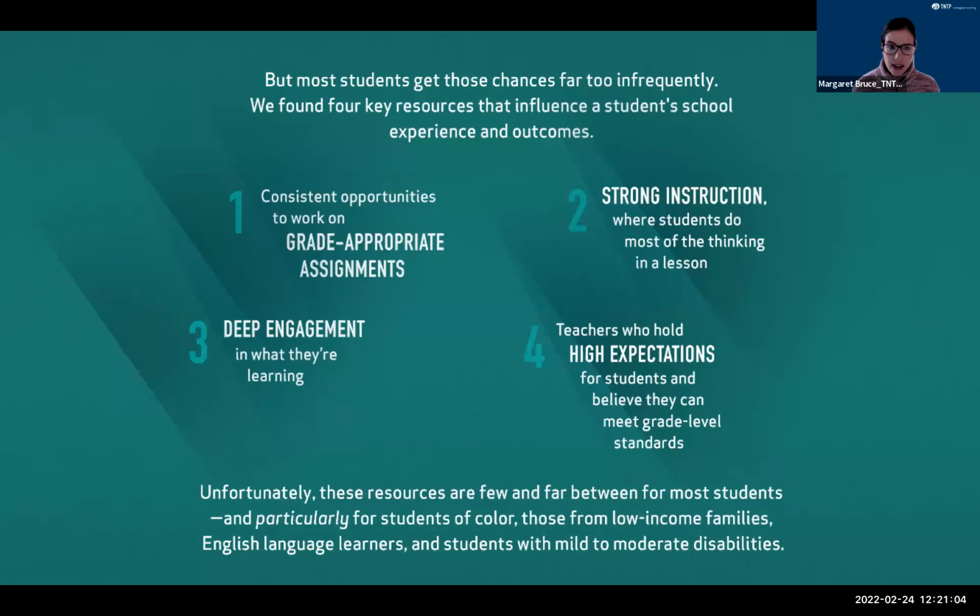We hypothesized and found that 4 key components influence the outcomes that students achieve in the school year. These are the 4 resources which you can see here on the slide: grade level assignments, strong instruction, deep engagement, teachers with high expectations. Most students across the country, though, as we mentioned, don't get regular access to even one of these 4 resources yet. That's especially true for students of color, those from low income backgrounds and experiencing poverty, multilingual learners, and students with learning and thinking differences.